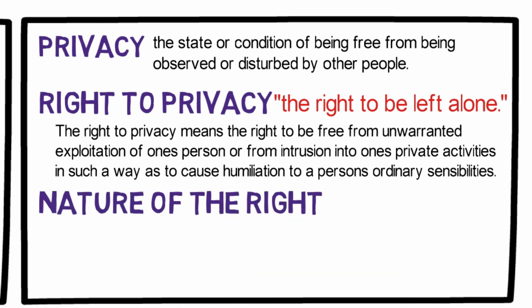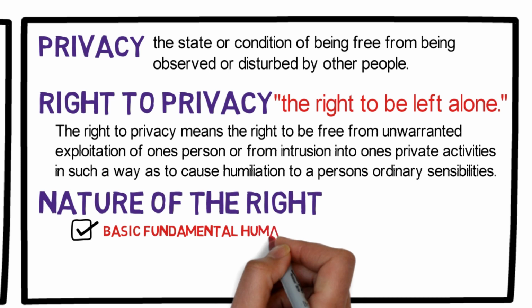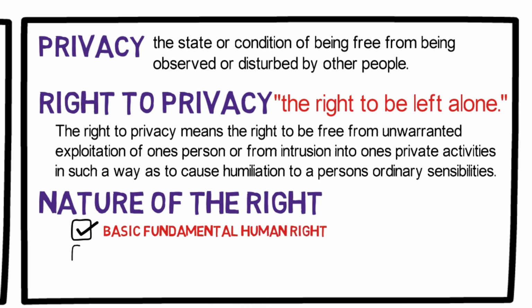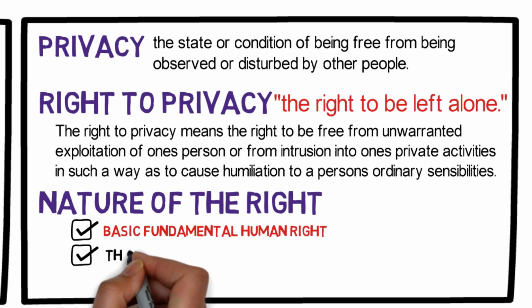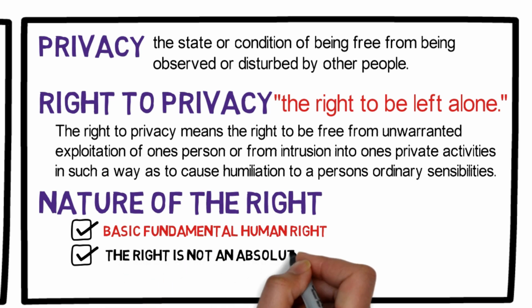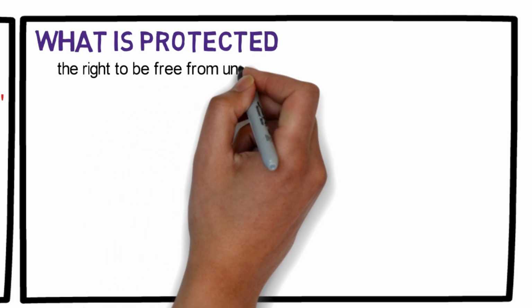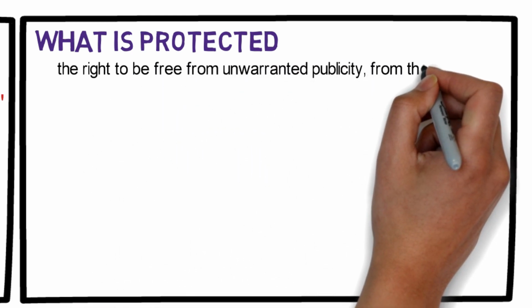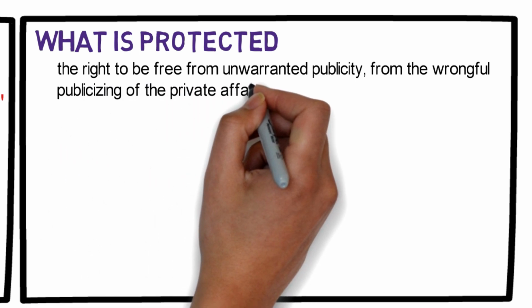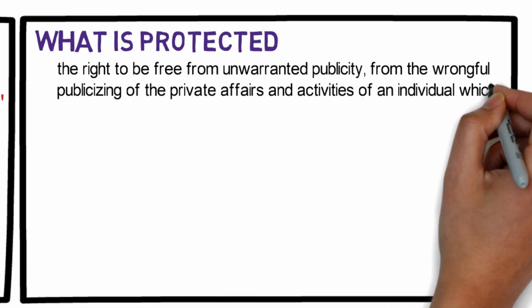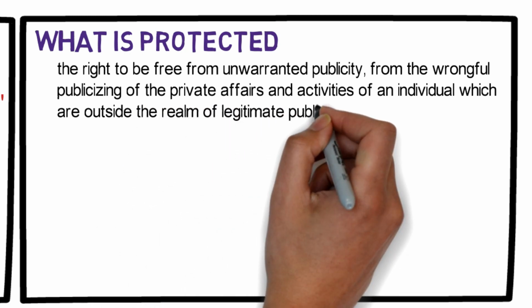Nature of the right to privacy. The right to privacy is a basic fundamental human right. However, the right to privacy or the right to be let alone, like the right of free expression, is not an absolute right. What is protected by the right to privacy? The interest sought to be protected by the right to privacy is the right to be free from unwarranted publicity, from the wrongful publicizing of the private affairs and activities of an individual, which are outside the realm of legitimate public concern.